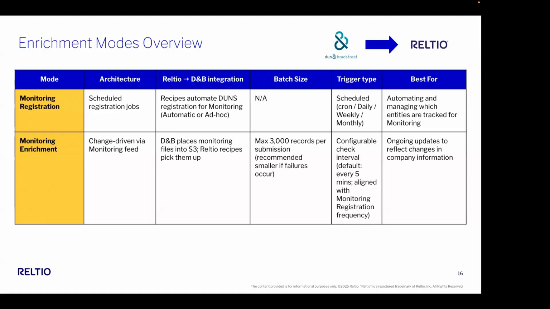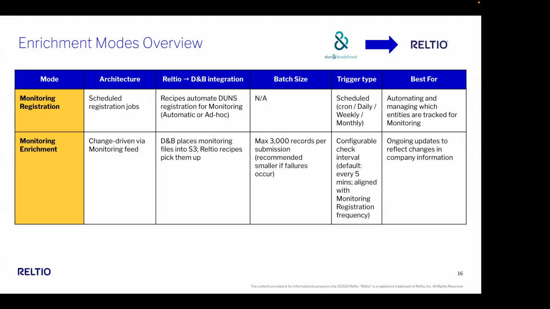You're already aware from the earlier slide that the modes we offer are automatic or ad hoc. So either every DUNS that is entering your platform against, say, an organization entity or an account entity gets auto-registered for monitoring, or you choose the ad hoc method to selectively register DUNS. This too is scheduled. The default is a daily schedule, a 24-hour sweep of newly registered DUNS, and it is best for automating and managing which entities are tracked for monitoring.